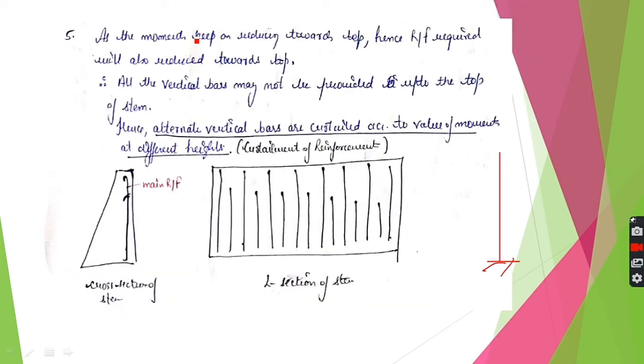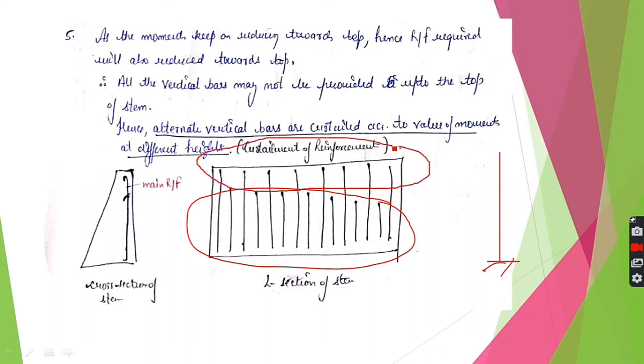As moments keep on reducing towards the top, the reinforcement required also will reduce towards the top, hence all the vertical bars may not be provided up to the top. So the vertical bars which we were providing from here to here, we will curtail some of them up to a particular height, so that in this bottom portion the AST is more and in the top portion the AST is less. So this is the curtailment of reinforcement. How do we curtail reinforcement? I will show you in the numerical problem we discuss later.